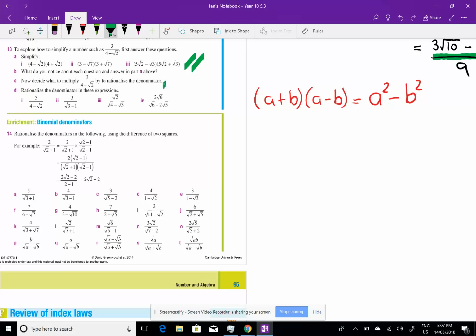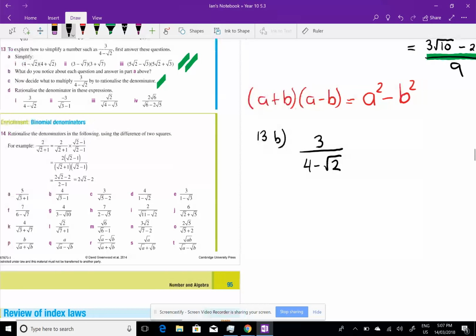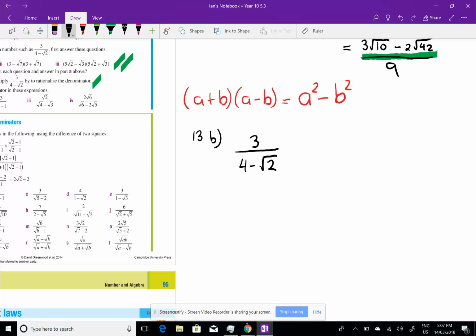And then they ask you a question, well, how could you get rid of that thing in the denominator? Well, if you multiply the denominator by the thing that will give the difference of two squares, you should get it. So let's have a look. In 13b, it says, what would you do to get this? Now, if I multiply by root 2, well, I'll get 4 root 2, and that won't get rid of the surd.